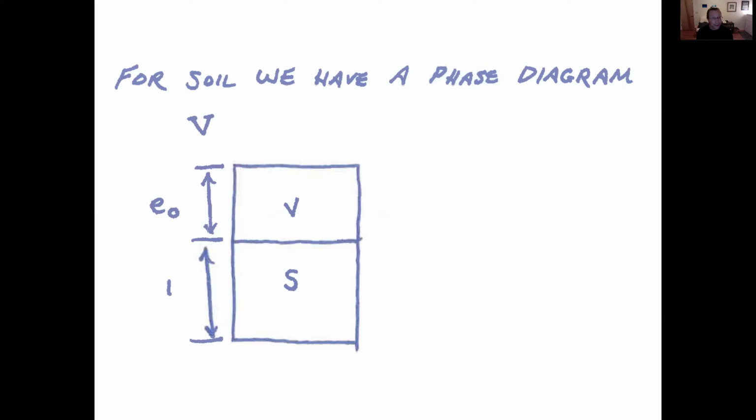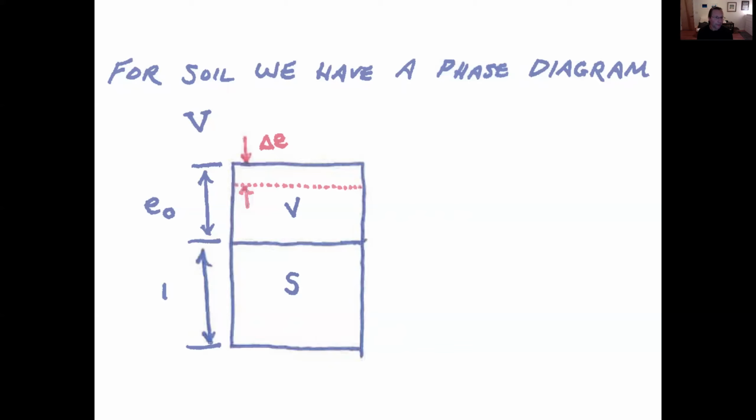As a load is applied to this, what is going to happen to this system? How will that structure change? It will certainly compress. We can intuitively deal with that. But what portions of this diagram, and how are they going to change? As it turns out, it's only the voids that will change, and that will be a delta e.